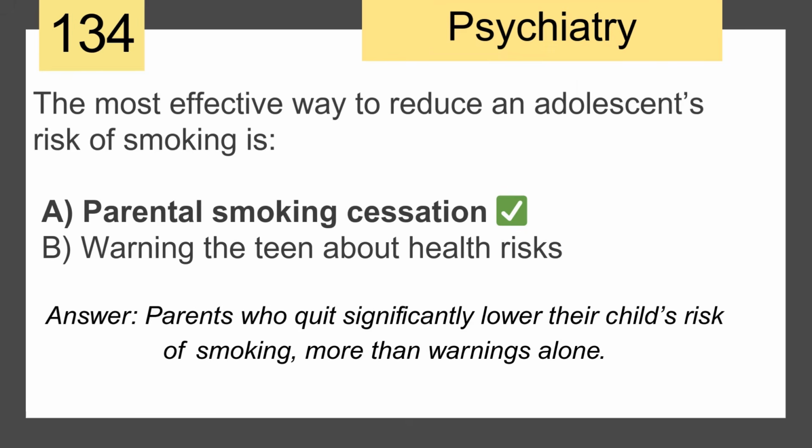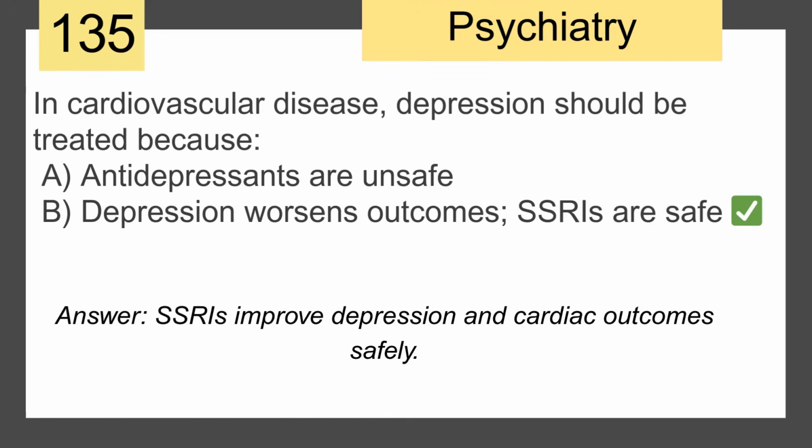134, to reduce risk of smoking, parents have to quit too. Don't expect from the kids what the parents aren't doing. Question 135, in cardiovascular disease, depression should be treated because depression worsens outcomes and SSRIs are safe.